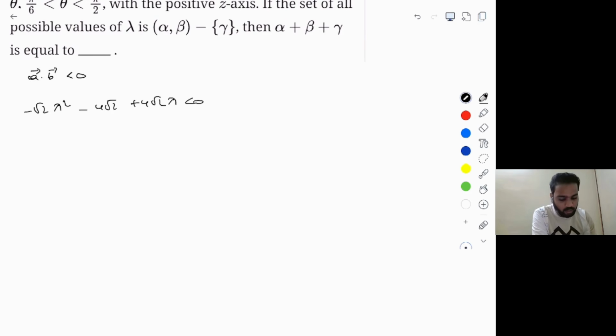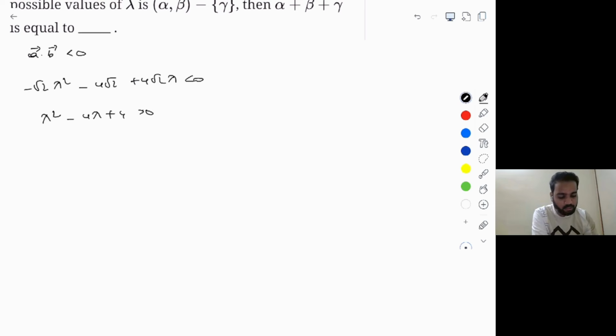Which is clearly forming a quadratic equation. So if you cancel out this minus root 2 in the inequality, you get lambda square minus 4 lambda plus 4 is greater than 0, because you are cancelling out a negative number, right? You have to reverse the inequality here. And then lambda square minus 4 lambda plus 4 is nothing but directly (lambda minus 2) whole square greater than 0. So clearly (lambda minus 2) whole square is a perfect square. And if that perfect square is always strictly greater than 0, the only thing is lambda cannot be equal to 2.